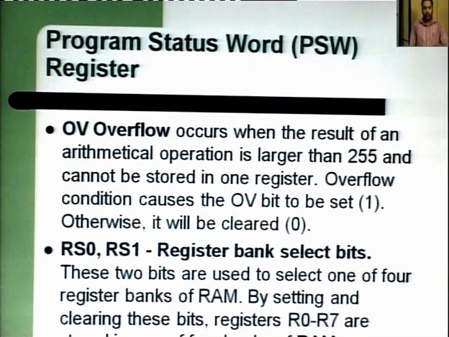Next are 2 PSW bits named RS0 and RS1, the register select bits. These 2 bits can select 4 register banks. When both are 00, bank 0 is selected; when it is 01, bank 1 is selected; when it is 10, bank 2 is selected; and when it is 11, register bank 3, the 4th bank, is selected. So these 2 are the bank select bits.